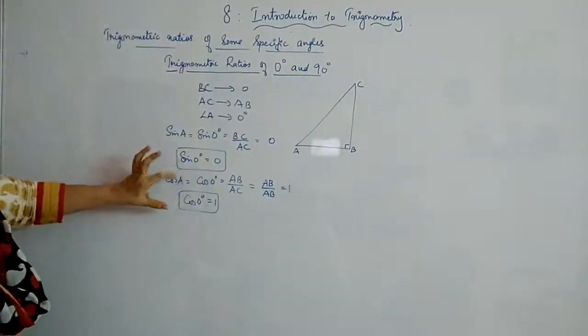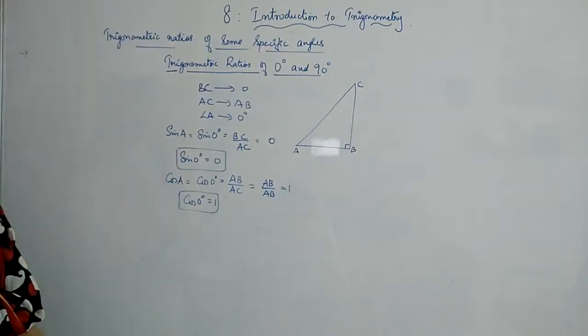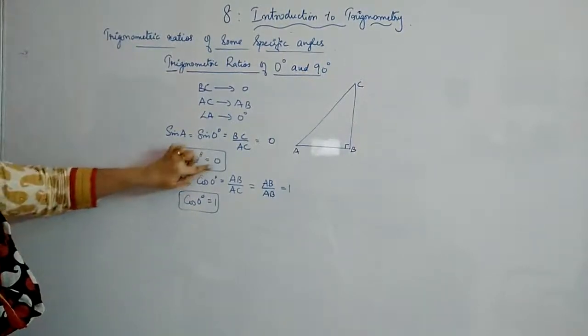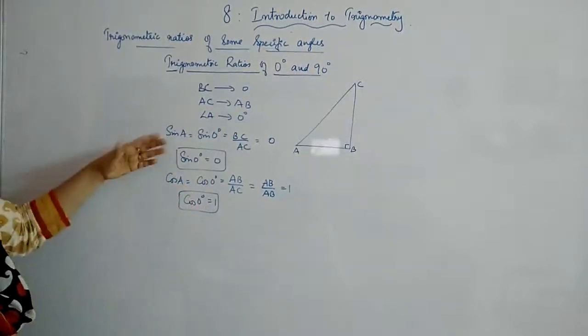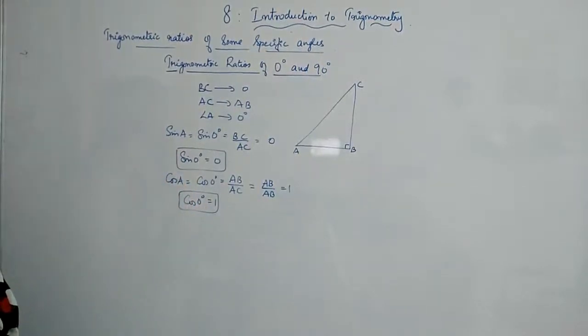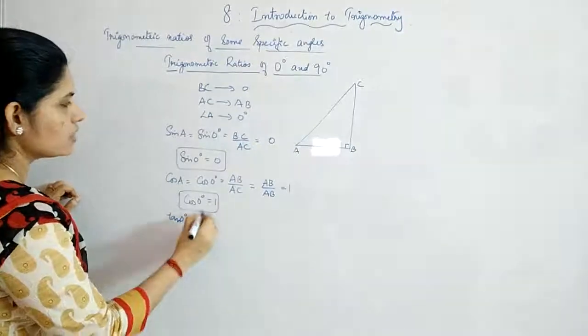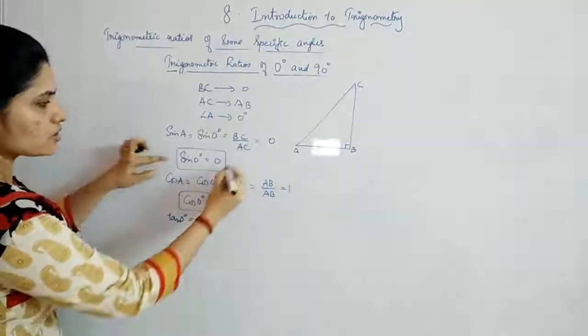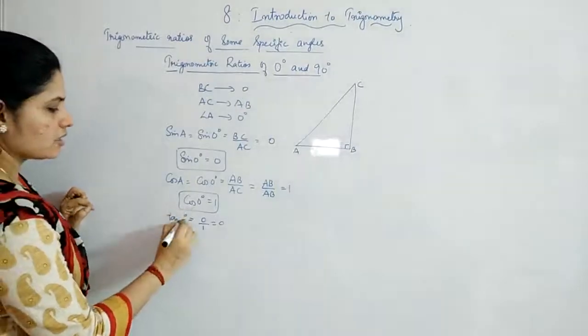If you get sine 0 and cos 0, then the remaining is easy to find out. What will be tan 0? It will be sine 0 by cos 0. It will give you 0 by 1, which is 0. Likewise, you can find out all the things which will be the reciprocal of these. That is, tan 0 will give you sine 0 by cos 0. Sine 0 is 0, so 0 by 1, which is 0. So tan 0 is 0.